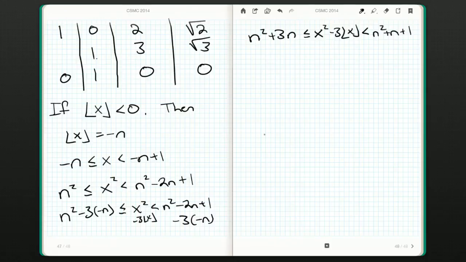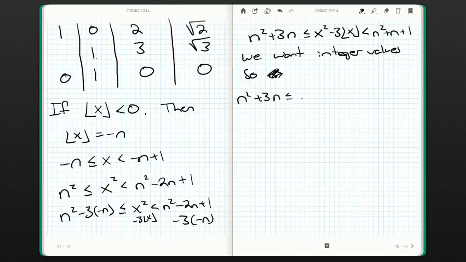Okay, but we want integer values. So x squared minus 3 floor x less than or equal to n squared plus n. And we drop the plus 1. All right. Now we want this to be equal to k squared minus 1.